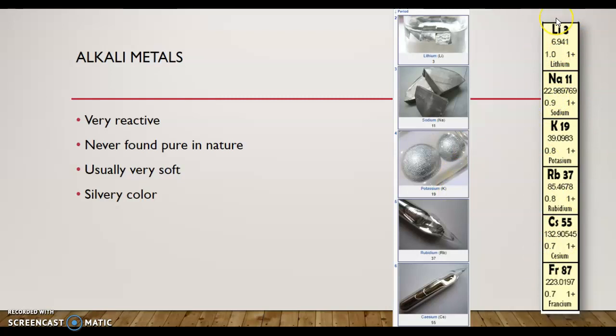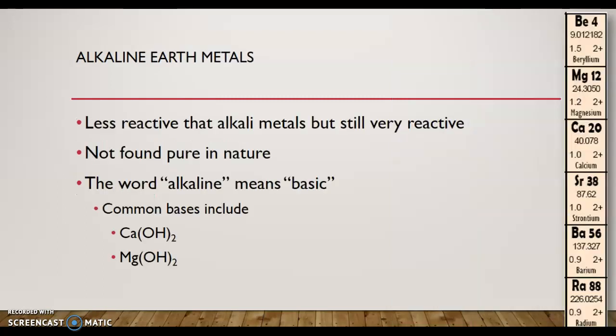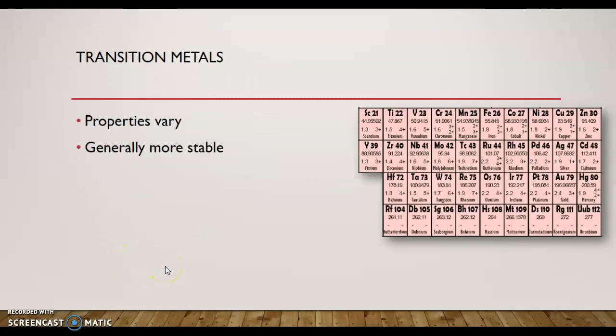Notice that hydrogen, although it is above the alkali metals, is not itself an alkali metal. Your alkaline earth metals, group 2, are less reactive, but still very reactive, also not found pure in nature. The word alkaline means basic, so when we talk about acids and bases later in the year, we'll sort of cycle back to alkaline. But these group 2 metals generally form bases. So calcium hydroxide and magnesium hydroxide are two common bases.